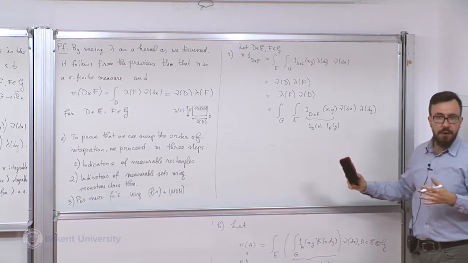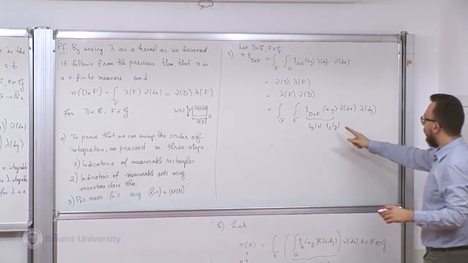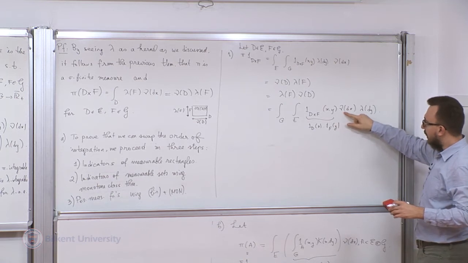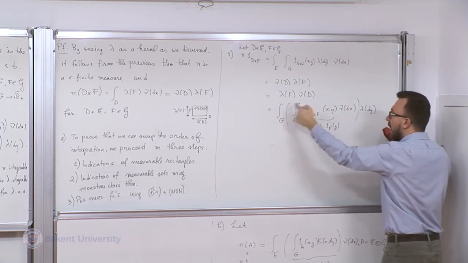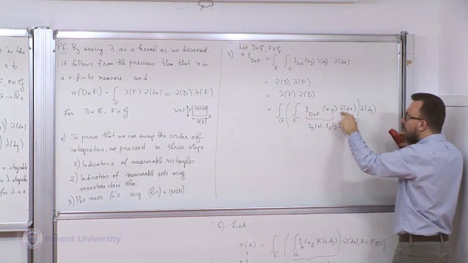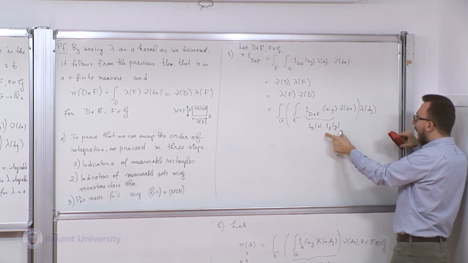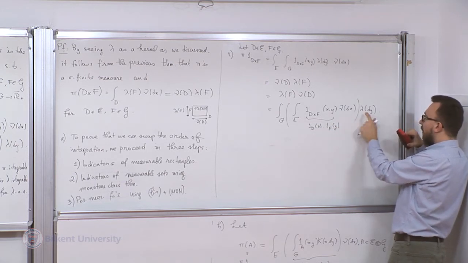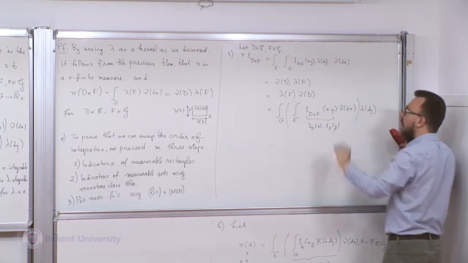So checking it for measurable rectangles is not very difficult. Right? So this behaves as a constant in the first integral, so I can take it out. And then this is going to give me what? Nu of D. And then I'm going to integrate indicator of F with respect to lambda. So I will get just lambda of F times nu of D.